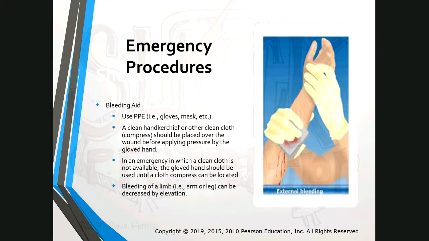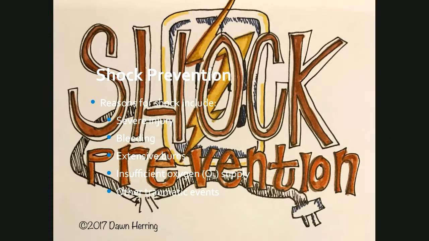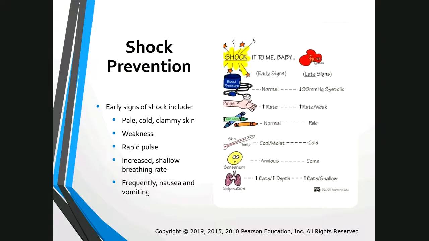Okay, shock prevention. Reasons for shock include severe injury, bleeding, excessive burns, insufficient oxygen supply, and other traumatic events. So early signs and late signs of shock. Early signs of shock include pale, cold, clammy skin, weakness, rapid pulse, increased shallow breathing rate, and frequent nausea and vomiting. Late signs would include this, so just being aware of that.